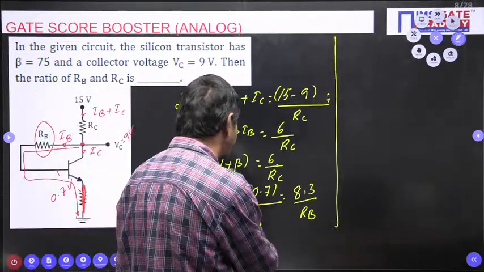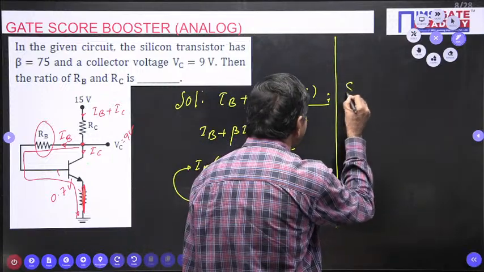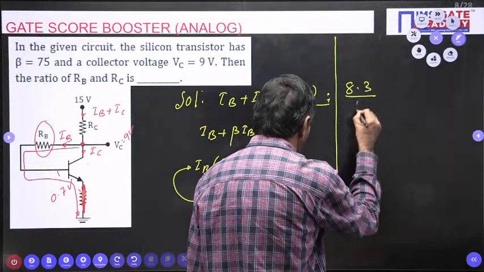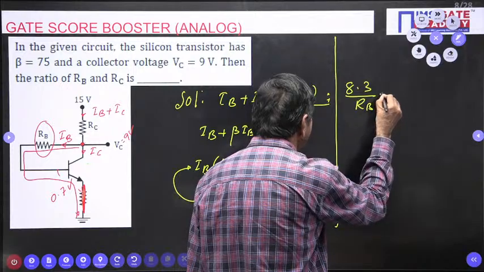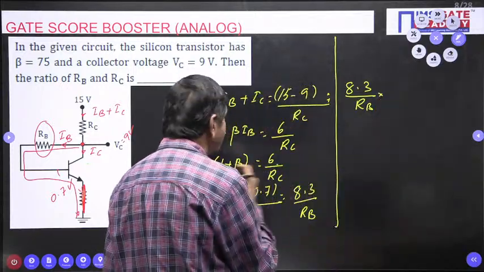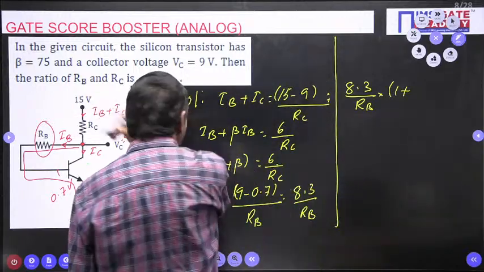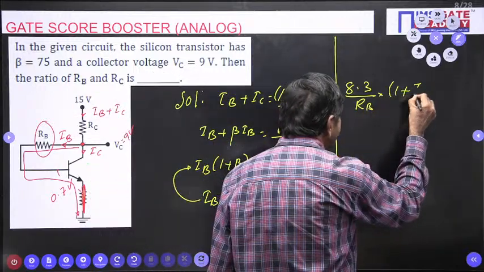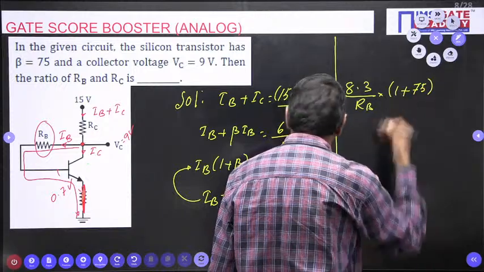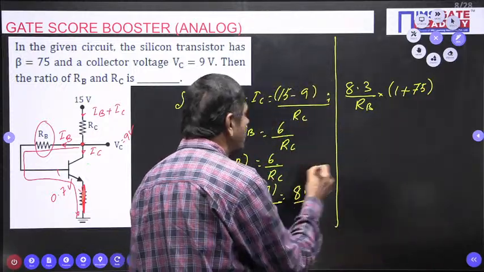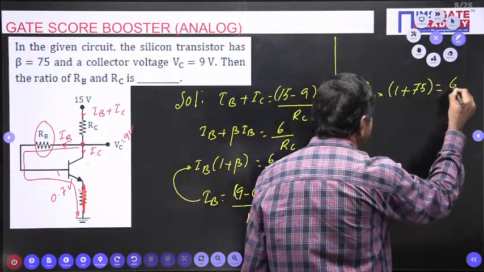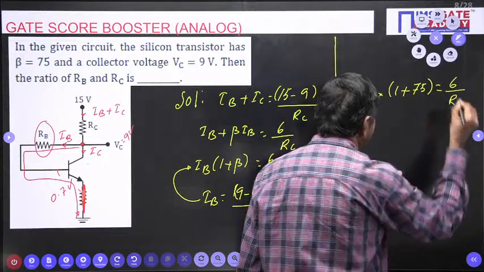IB I want to substitute 8.3 by RB into 1 plus beta. Beta value is given in the problem. What is beta value? 75 is given. 1 plus 75 equals 6 by RC. This is equal to 6 by RC.